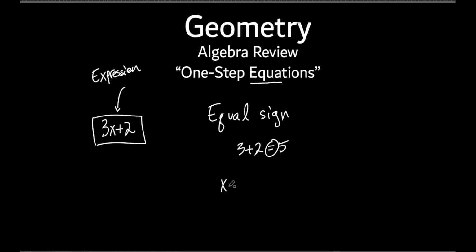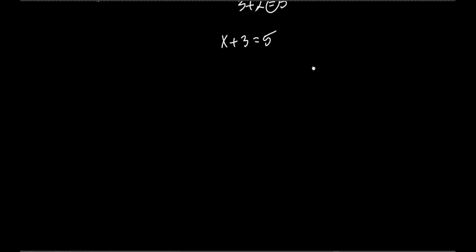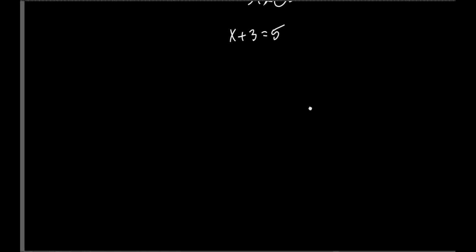What if I did this? What if I said x plus 3 equals 5? That's still an equation, isn't it? Again, for the third or fourth time, why is that an equation? Because it's got an equal sign. But now what we're going to be able to do is not just an expression. The x plus 3 by itself would be considered an algebraic expression. But the whole thing, the x plus 3 equals 5, is called an algebraic equation.